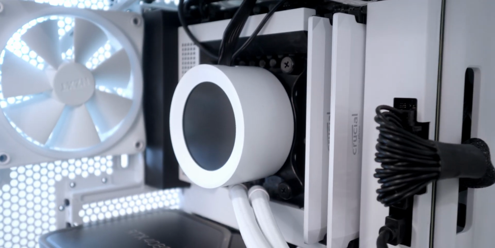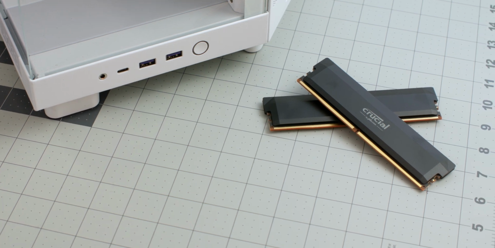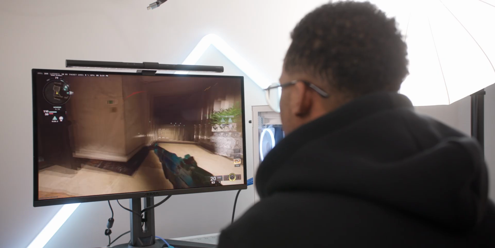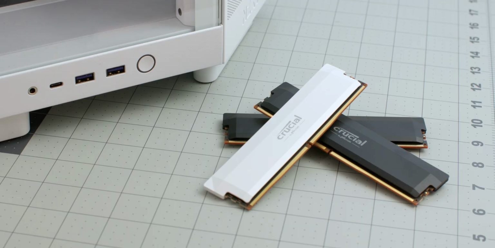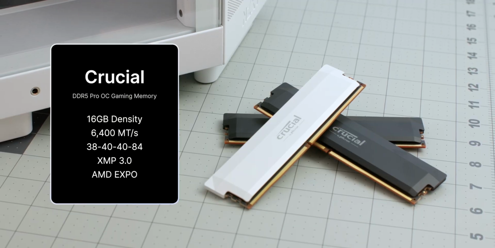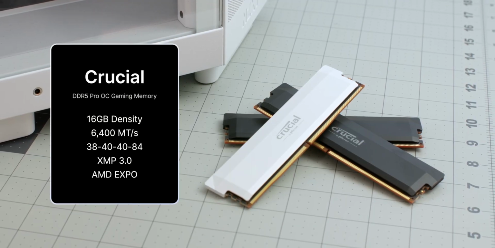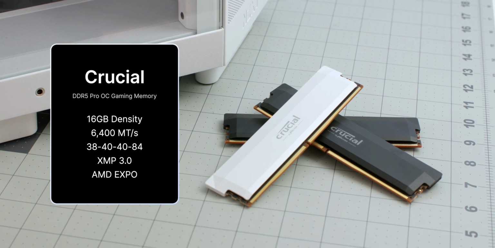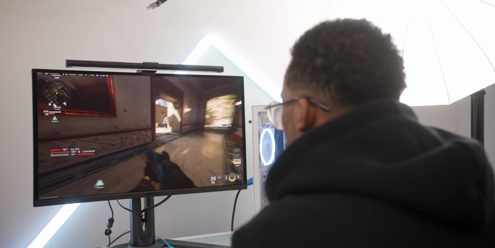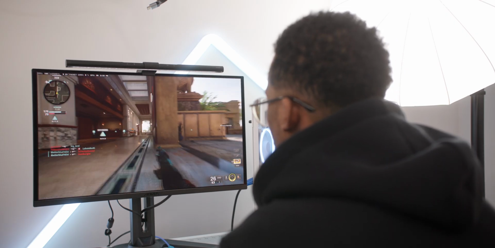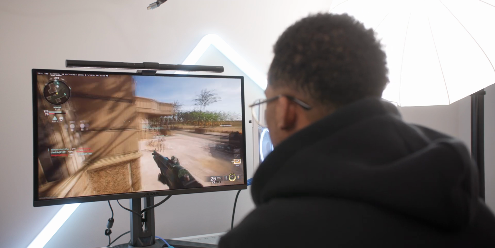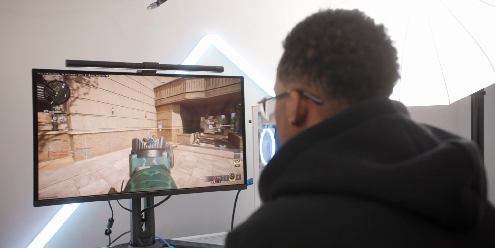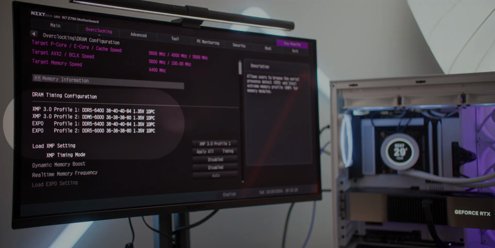Today, we're looking at Crucial's DDR5 Pro OC gaming memory, which makes for a smoother gaming experience that's ideal for AAA games. With support for next-gen multi-core CPUs and a sweet spot speed of 6,400 megatransfers per second. Harness the power and low latency so you can focus on outplaying your opponent instead of worrying about performance bottlenecks. This powerful memory supports stable overclocking with the Intel XMP 3.0 and AMD Expo.